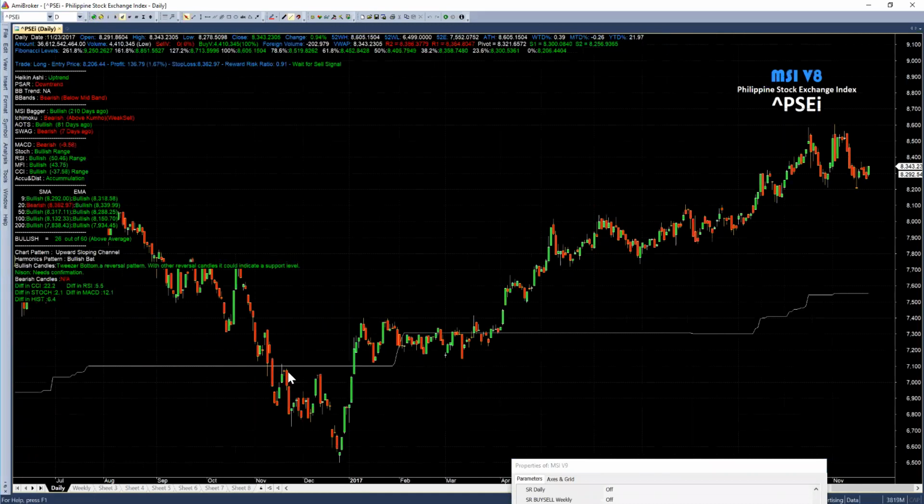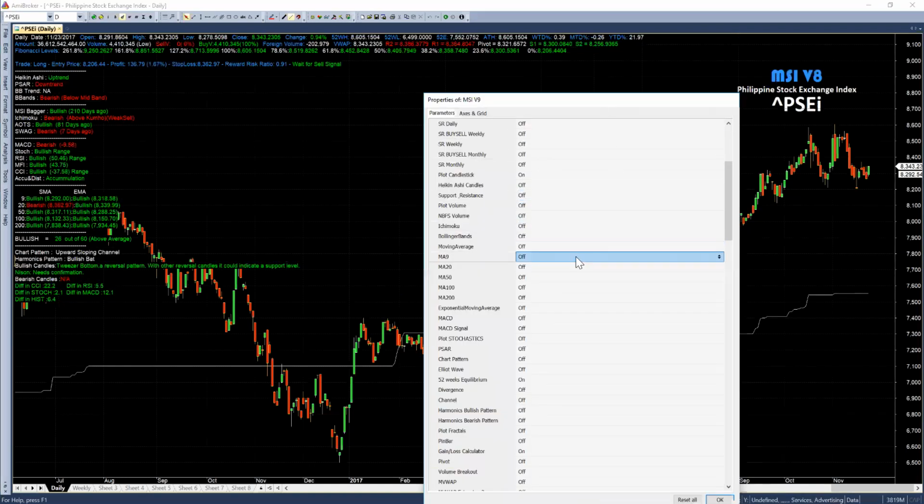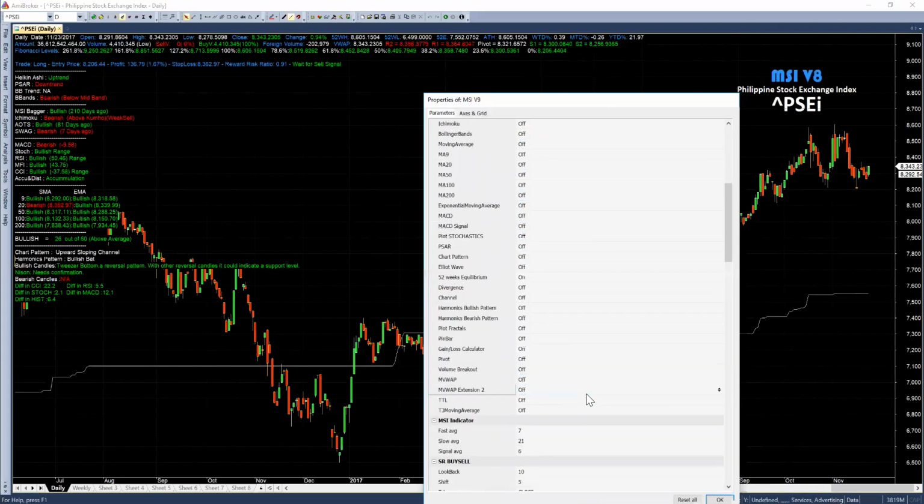Okay? So you can see here, nag-break siya below the equilibrium. So nag-continue yung price trend niya downwards. Okay? And then pag nung na-break out niya, nagkaroon ng action dito, breakdown ulit, and then break up. Then it continued to rally up. Okay, so that's your 52 weeks equilibrium. Let's just switch that off. Pag i-off nyo siya, click nyo lang dito, off, tapos mawawala na siya.